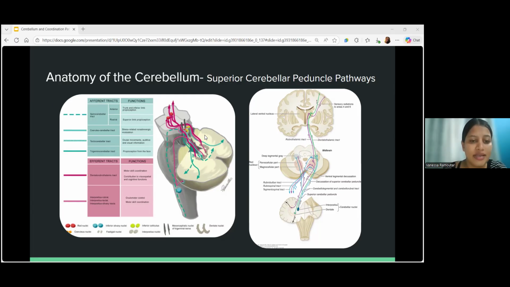If the red nucleus has been activated, it crosses to the contralateral side and moves down to the spinal cord to the flexor muscles of the extremities. This is the rubrospinal pathway.